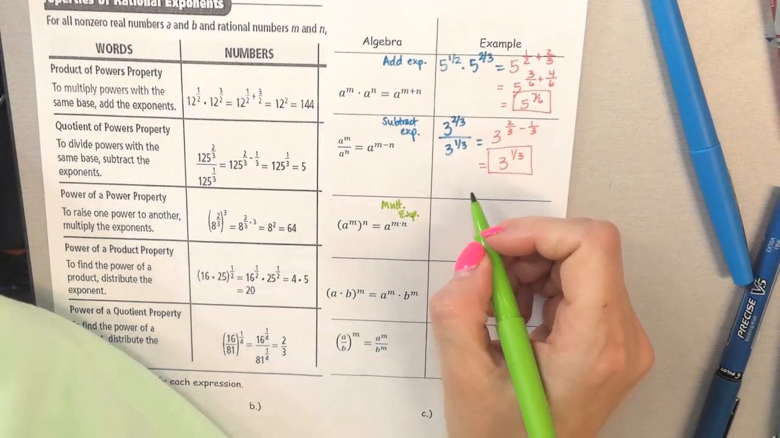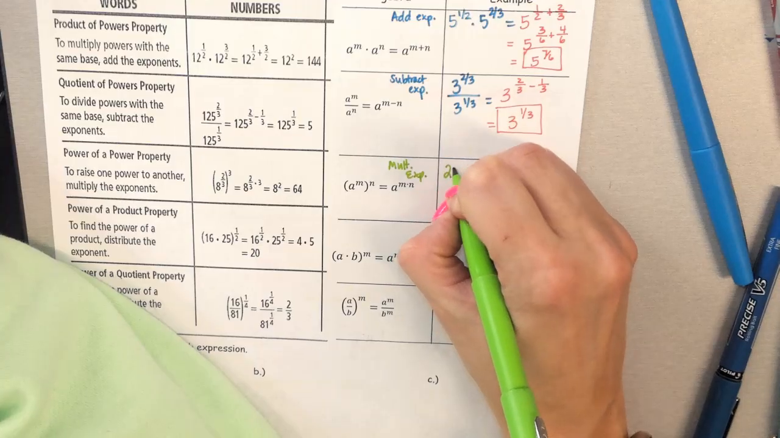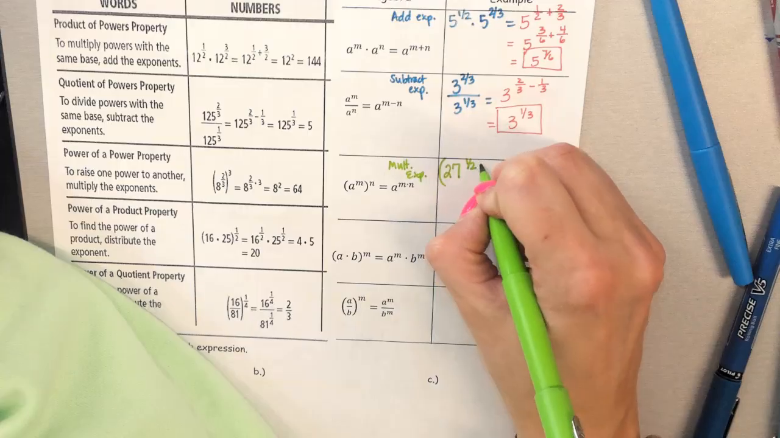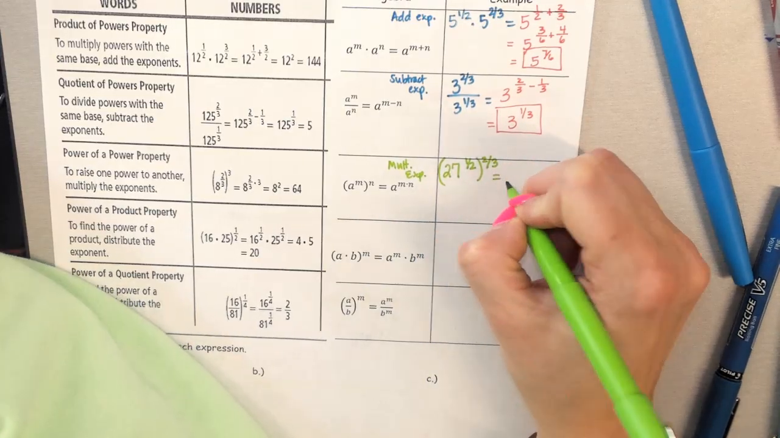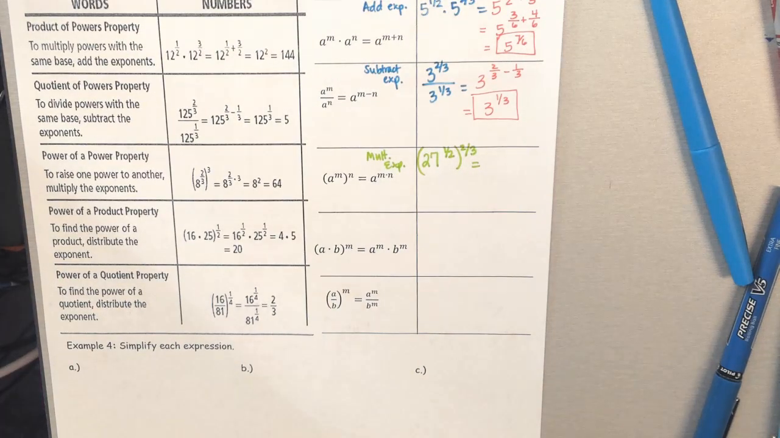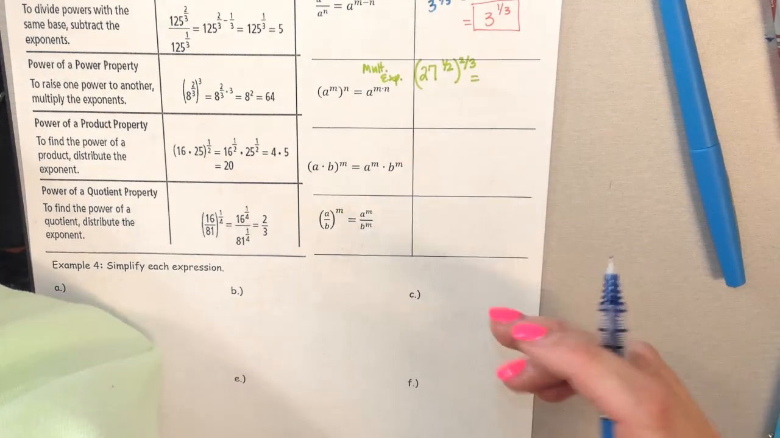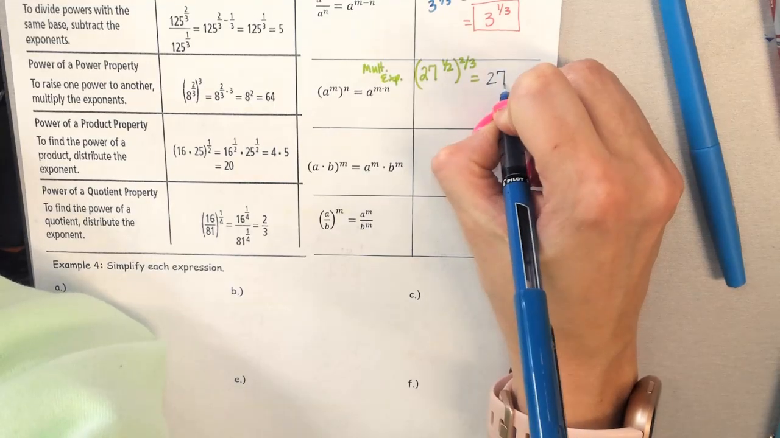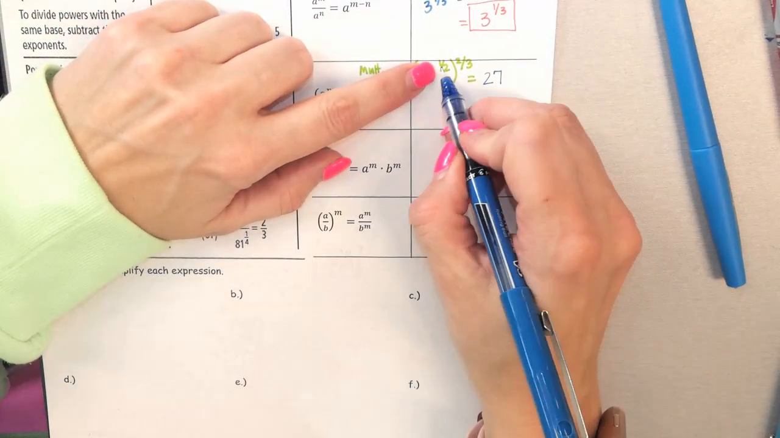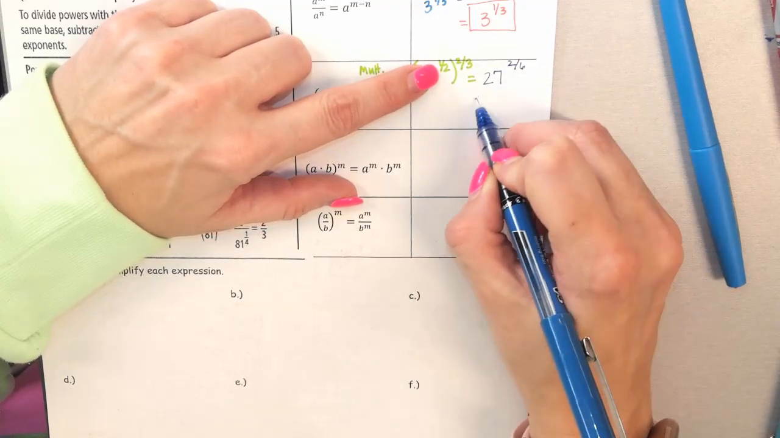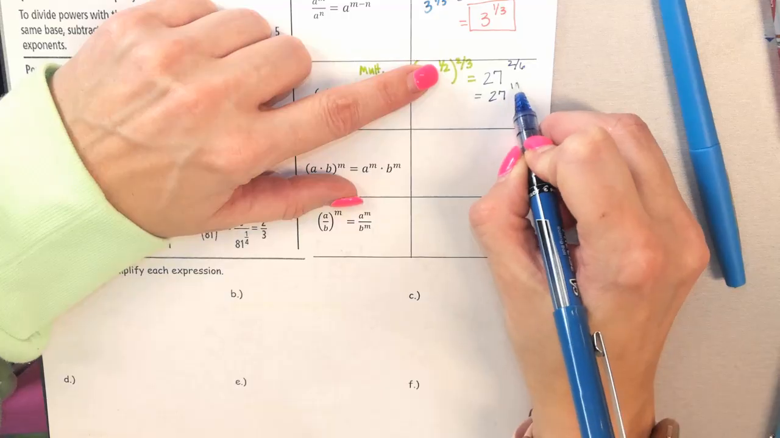So when you multiply, you can have something like this. 27 to the 1/2 power to the 2/3 power. When you have fractions and you're multiplying, all you have to do is multiply the numerators and the denominators. So 1 times 2 is 2, 2 times 3 is 6, 2 over 6 is 1/3.